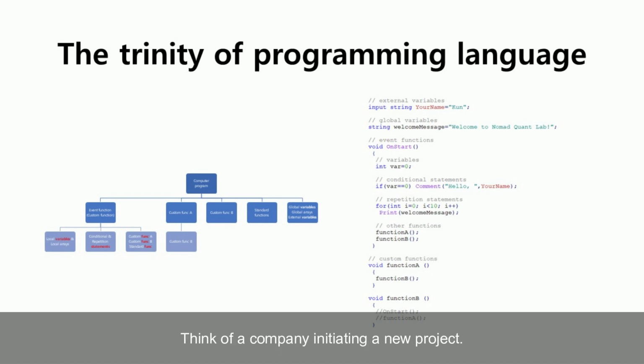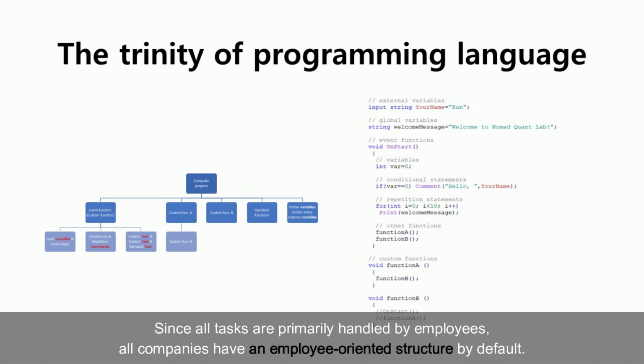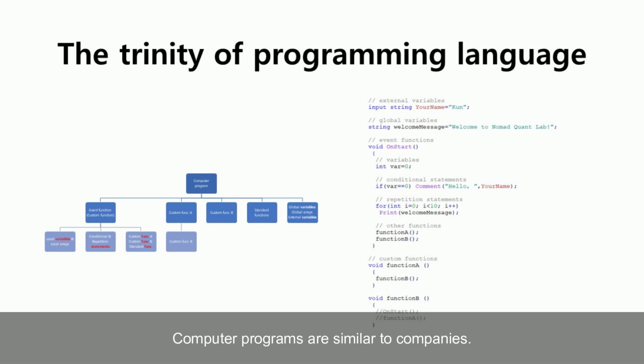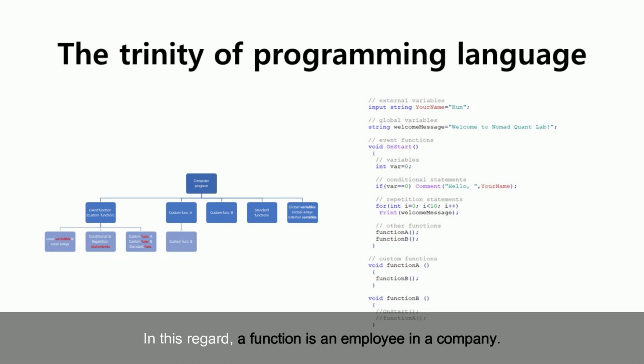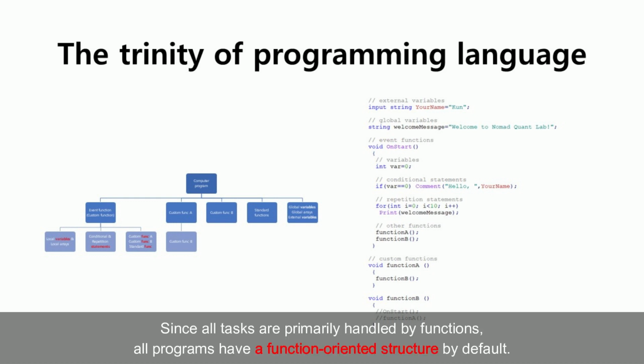Think of a company initiating a new project. Each project requires a number of tasks, and each employee is assigned a task. Since all tasks are primarily handled by employees, all companies have an employee-oriented structure by default. Computer programs are similar to companies. In this regard, a function is an employee in a company. Each program has a number of tasks to do, and each function is assigned a task. Since all tasks are primarily handled by functions, all programs have a function-oriented structure by default.